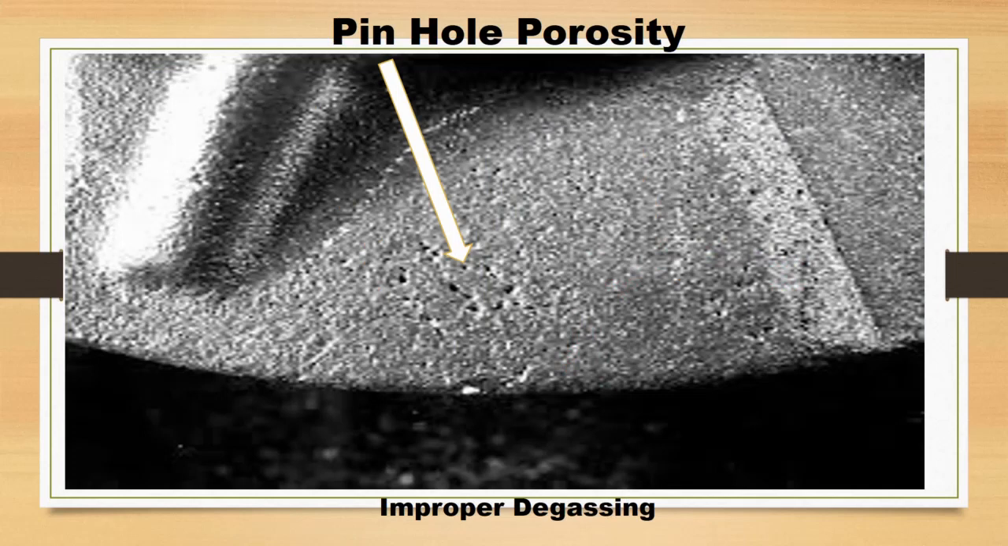Pinhole porosity. The most harmful gases in metals are hydrogen, oxygen, and nitrogen. Absorbed oxygen can form oxides or dross. Nitrogen can form nitrides in certain metals. Hydrogen invariably collects in small holes called pinholes, particularly in aluminium alloys. So this is due to improper degassing. So these are the pinholes you can see. When a pin is inserted into the hole, the pin enters into the hole. So the size of the pinhole will be in the form of a pin only.